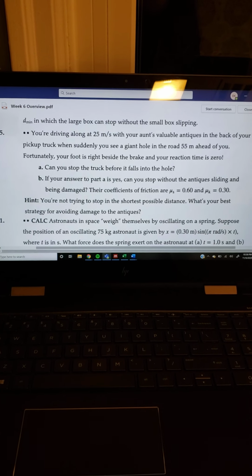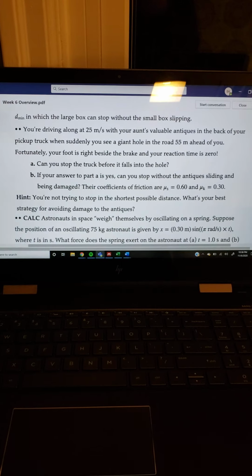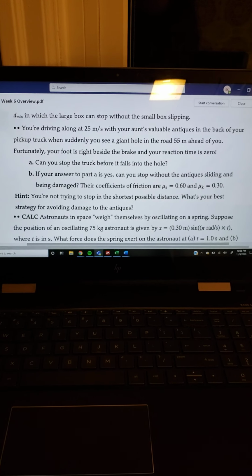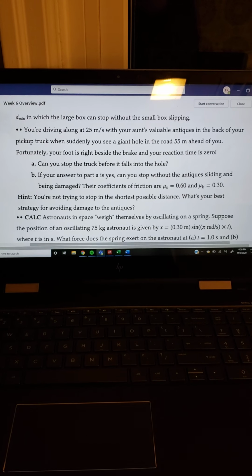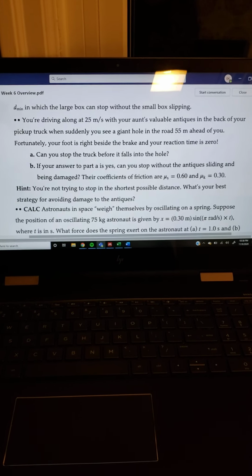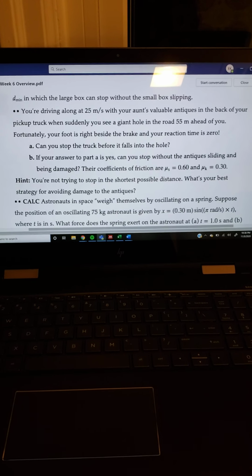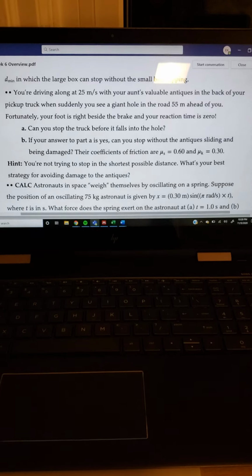Problem 55 states, you're driving along at 25 meters per second with your aunt's valuable antiques in the back of your pickup truck, when suddenly you see a giant hole in the road 55 meters ahead of you. Fortunately, your foot is right beside the brake and your reaction time is 0. So for A, they want to know, can we stop the truck before it falls into the hole?